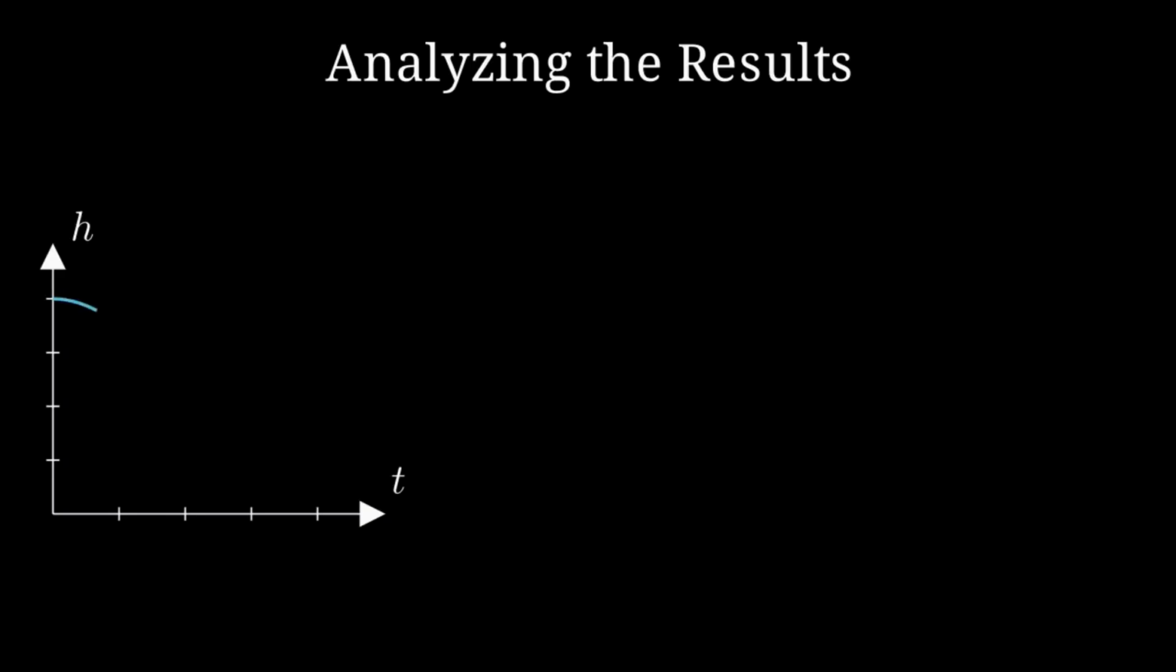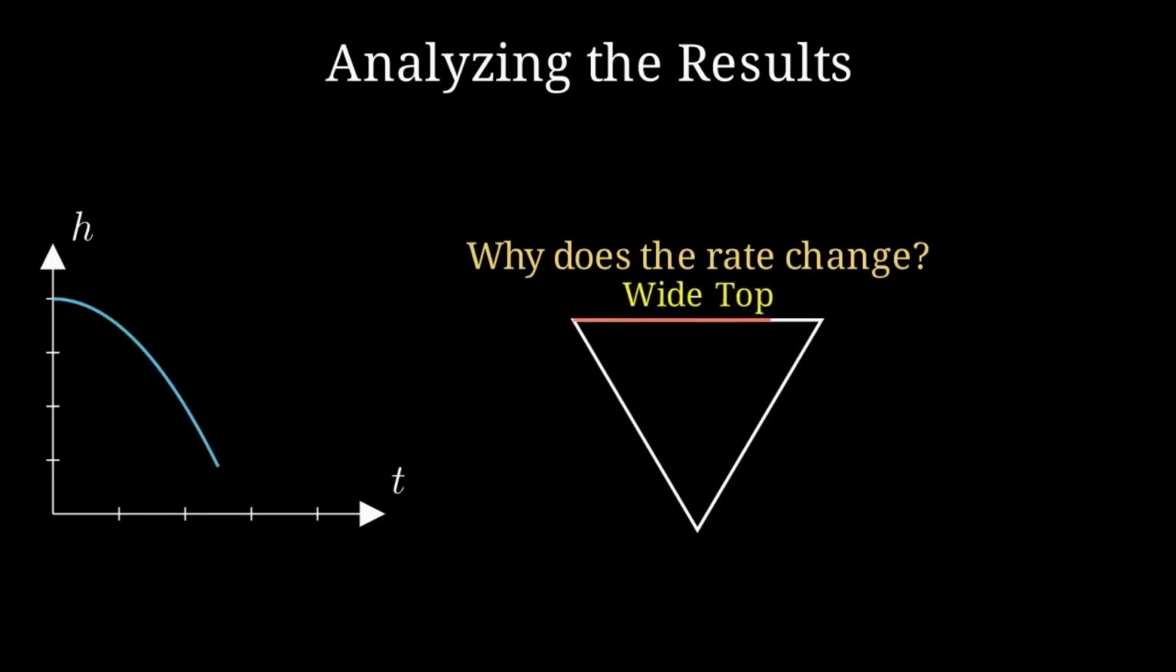Why is the rate of height change not constant? Look at the shape of the cone. Near the bottom, the cross-sectional area is small, so a little bit of water goes a long way in raising the height. Near the top, the area is much larger, requiring more volume to raise the level by the same amount.